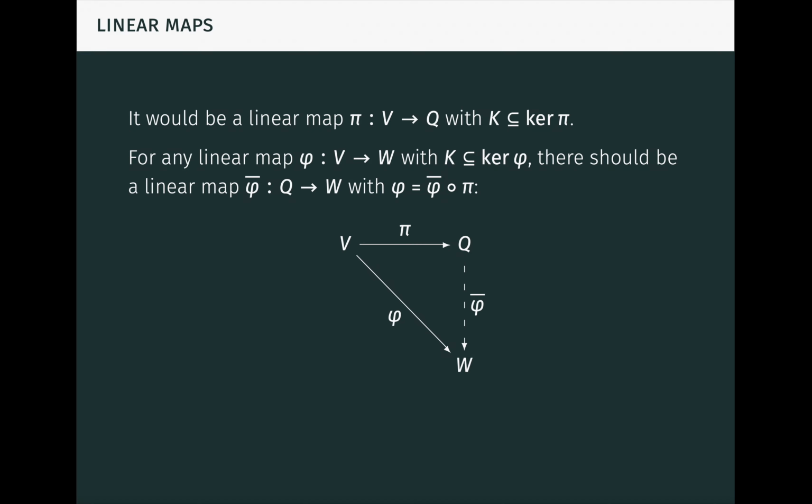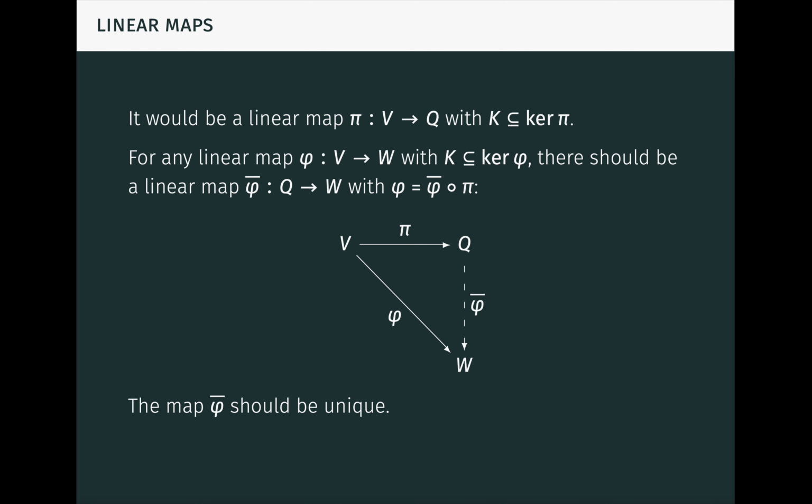However, there's another important detail to express. Recall we wanted to be able to obtain phi in a natural way from pi. This requires that phi bar should be uniquely determined by phi. Otherwise, we might have to make certain arbitrary choices to determine phi bar, which intuitively isn't natural. With this detail in place, we now have a precise mathematical description of what it means to be a universal linear map killing K. This is called a universal property.